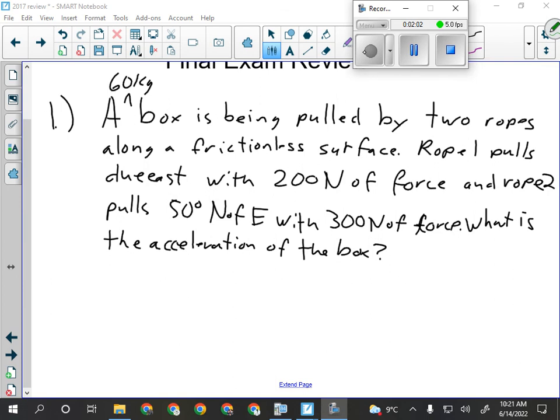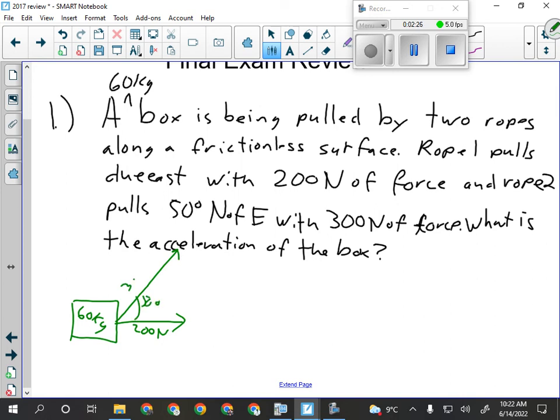For a Newton's second law problem, typically our givens come in the form of a free body diagram. So we've got a 60 kilogram box. It's being pulled due east by 200 newtons of force, and it's being pulled at 50 degrees north of east with 300 newtons of force. So that would be my givens.